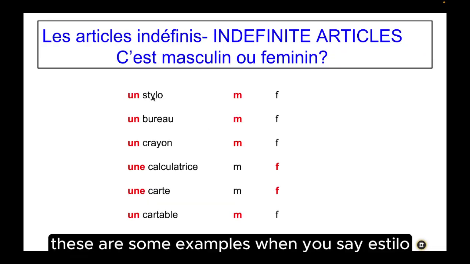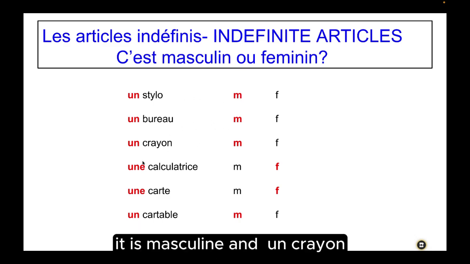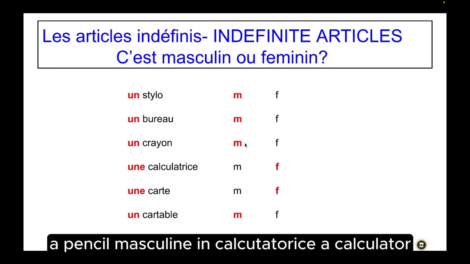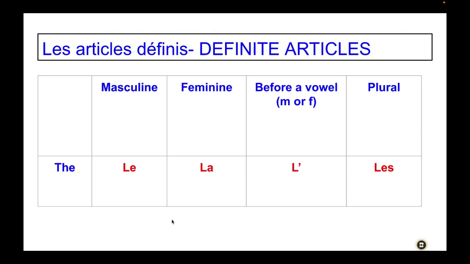These are some examples. When you say un stylo, it means a pen, and pen is masculine. Un bureau, a desk, it is masculine. Un crayon, a pencil, masculine. Une calculatrice, a calculator, feminine. Une carte means a map, and it is feminine. And then last one, un cartable, means a bag, and it is masculine.